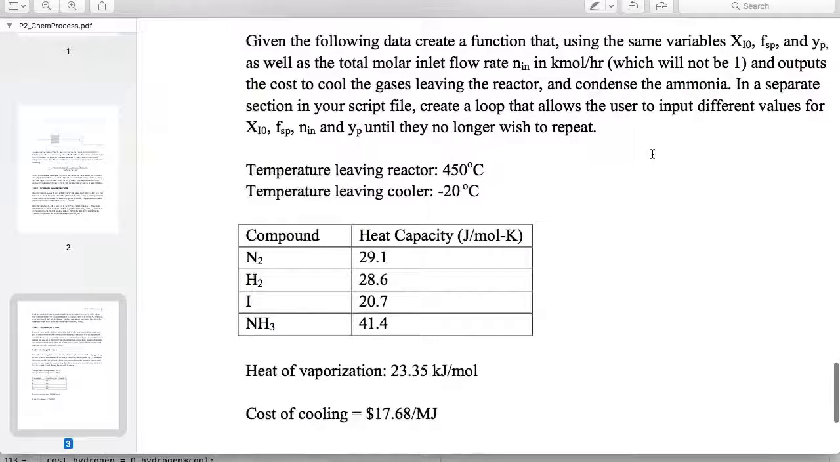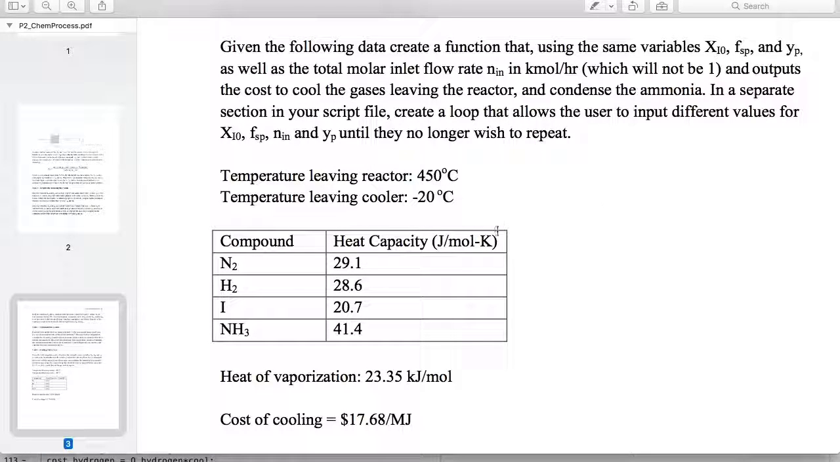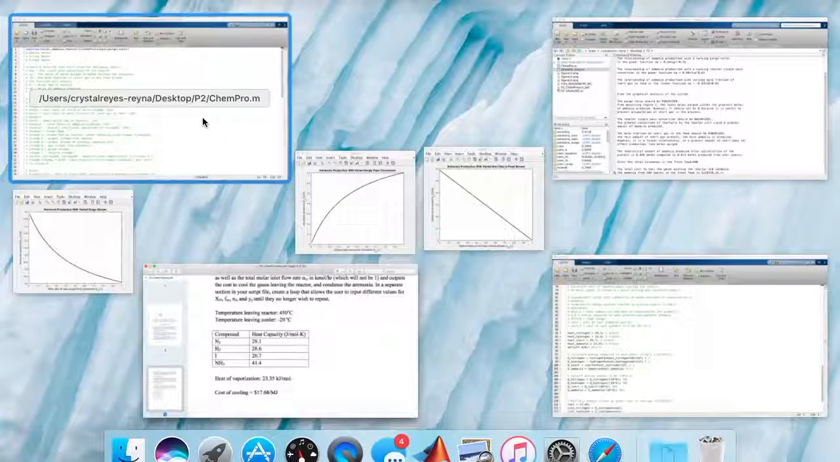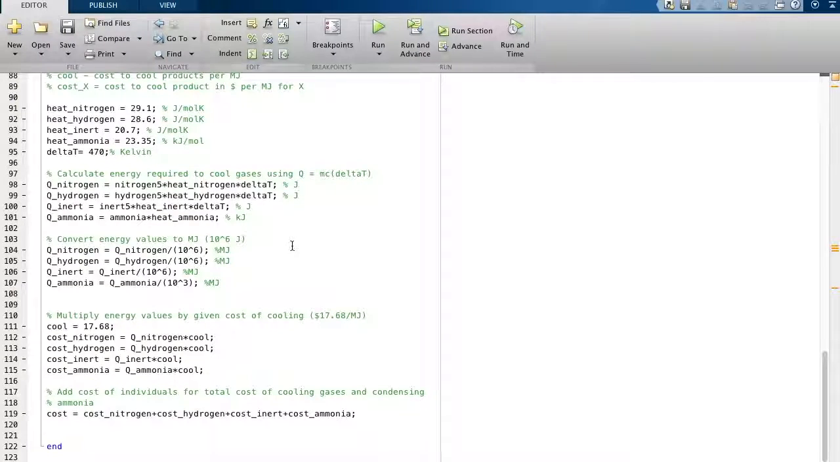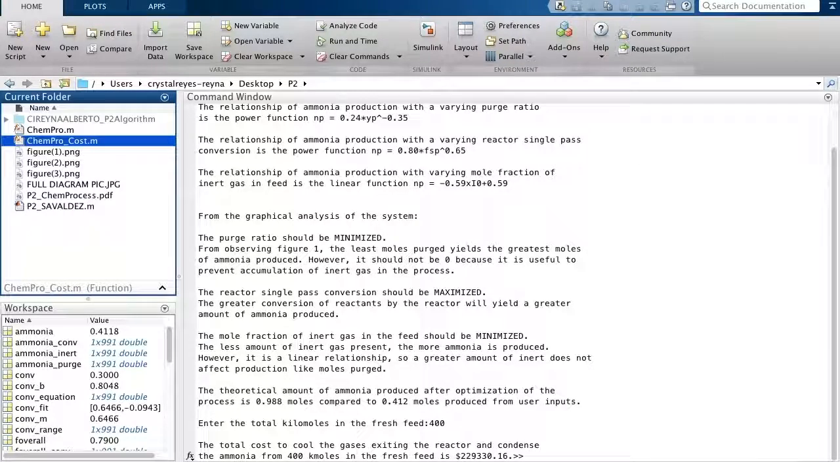The problem gave us the temperatures leaving the reactor and leaving the cooler. It also gave us the heat capacity in joules per mole Kelvin of nitrogen, hydrogen, and our inert, and the heat of vaporization for ammonia. The cost of cooling is $17.68 per million joules. And when we plug that into our function of cost, we can see that our total cost for this was $230,000.